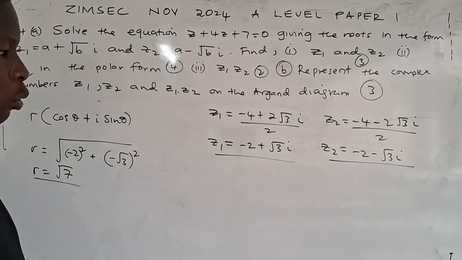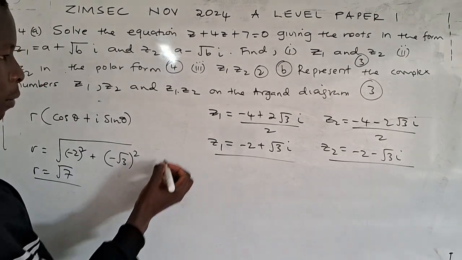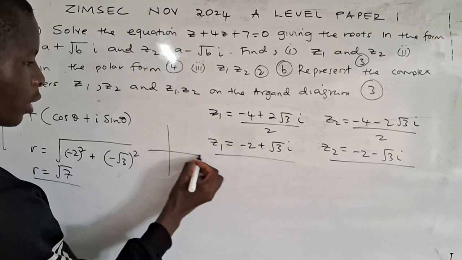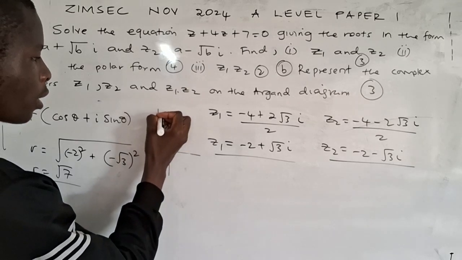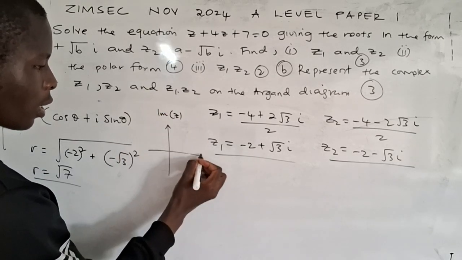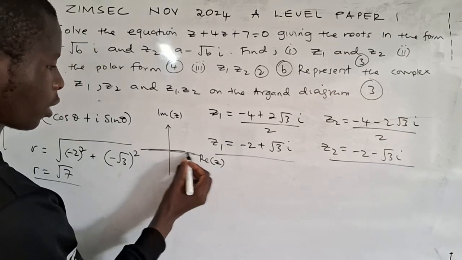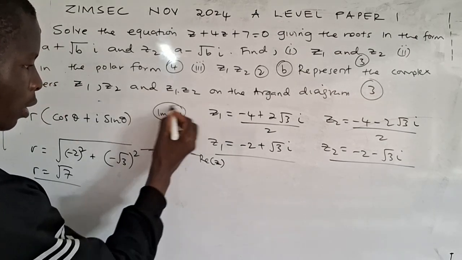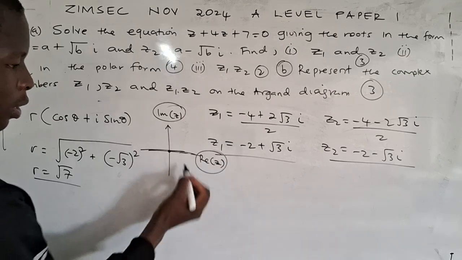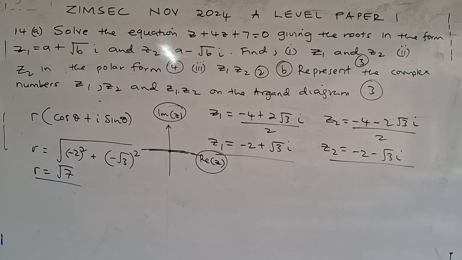See, if you draw this on an Argand diagram, this is the imaginary part of z, the y-axis, and this is the real part of z, the x-axis, like this.